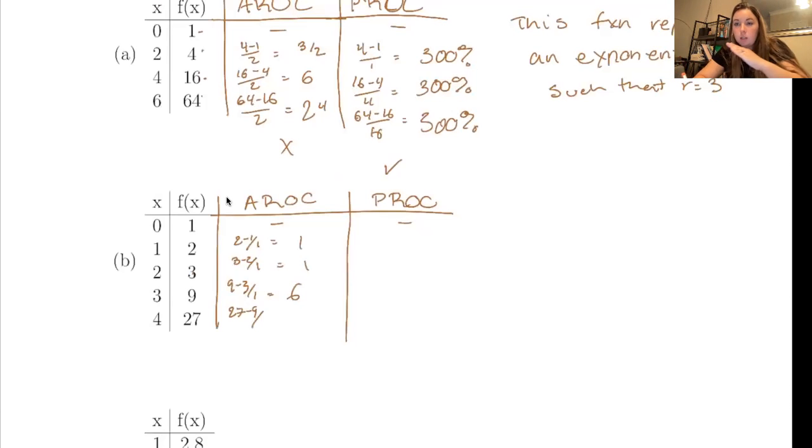So it looks like it's going from a linear to an exponential, but we want to know if I can model the whole entire function using just one of those models, and I can't. So we would say this function is neither linear nor exponential.